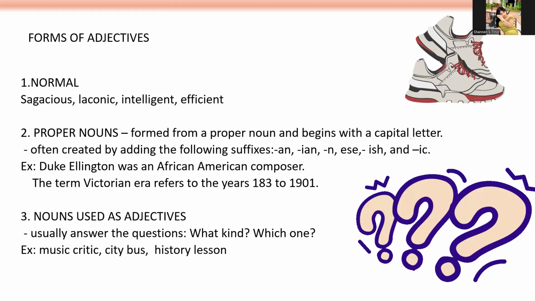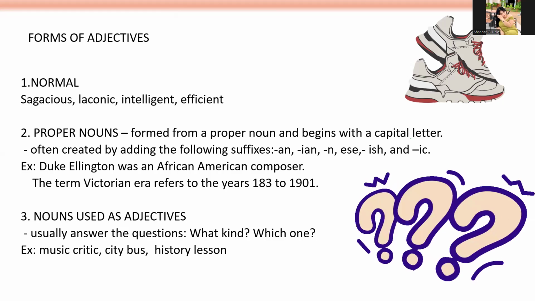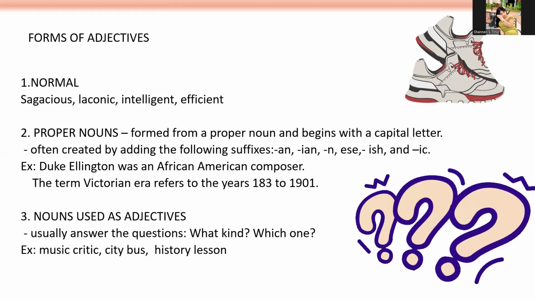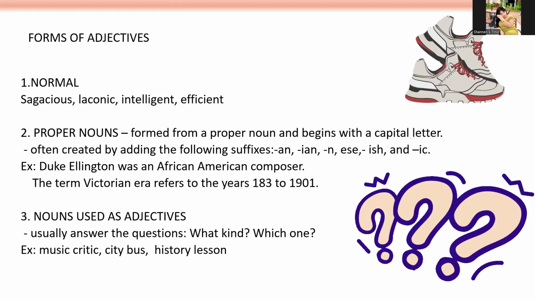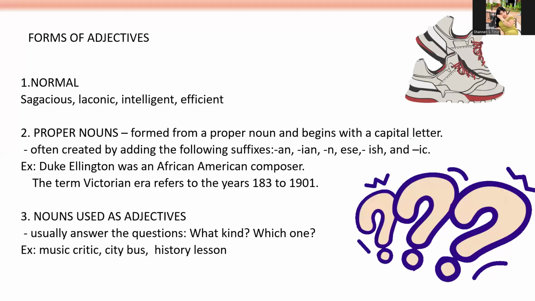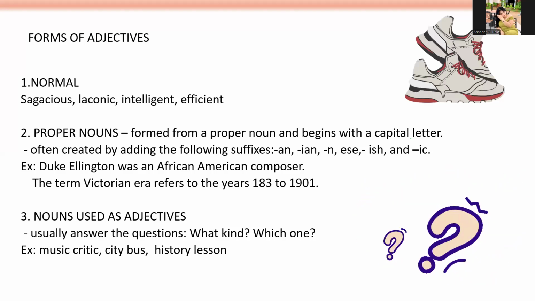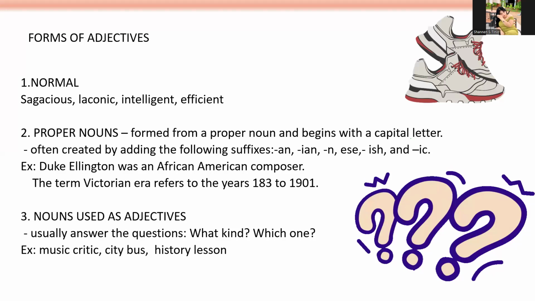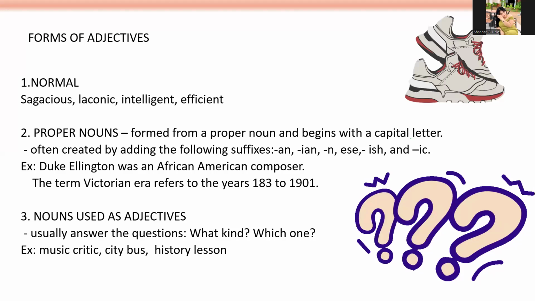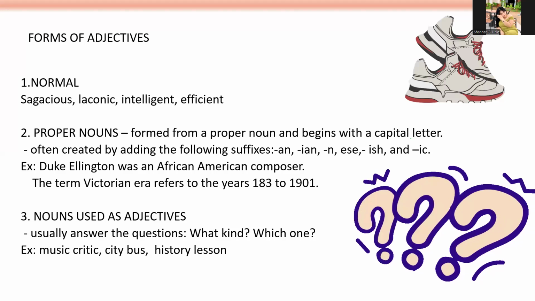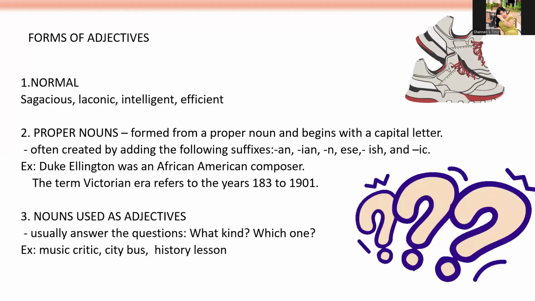For example, what kind of dish is that? It's a Vietnamese dish. All right. What's your favorite type of cuisine? My favorite cuisine is Italian cuisine. Italian is a proper noun, but it's also used as an adjective. Okay. What kind of man are you looking for? He's an Italian man. Okay, the man is Italian. But again, Italian is a proper noun and is used as an adjective.